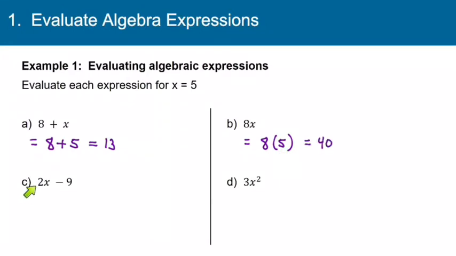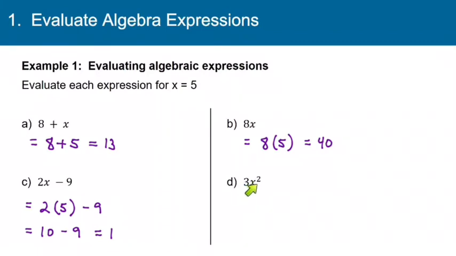All right, now this says 2x minus 9. So remember, x is 5. So this says 2 times x. That's going to be 2 times 5, and then minus 9. Now, if you remember your order of operations, multiplication has to come first. So 2 times 5 will be 10, and then 10 minus 9 is 1. So the value of this expression is 1 as long as x equals 5.